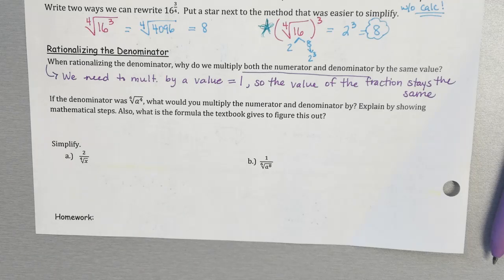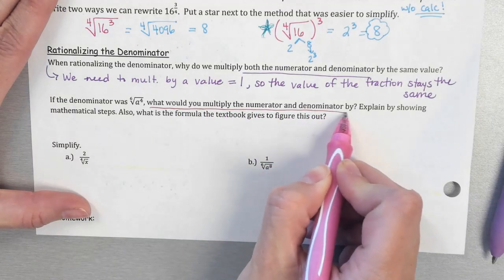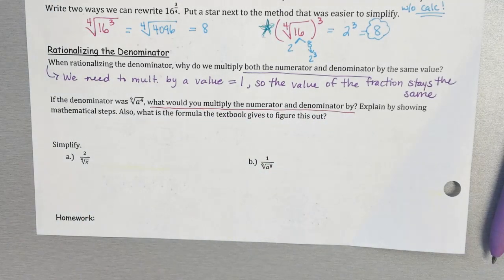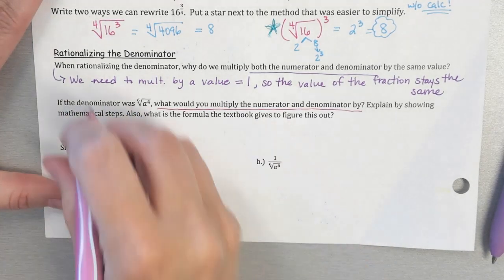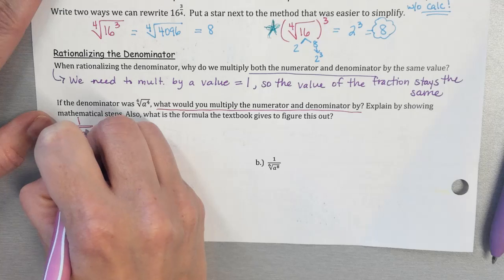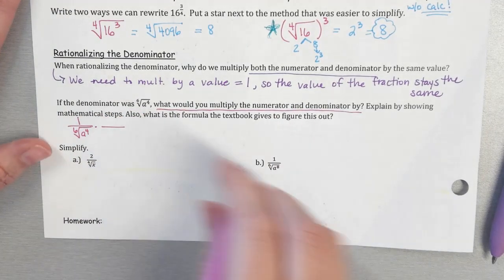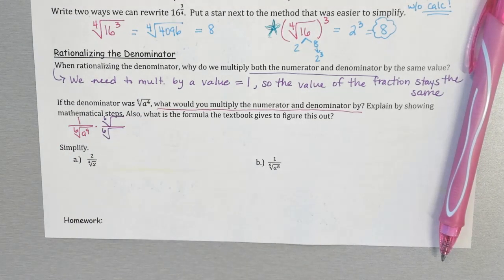Okay, so now we're going to think about some other stuff that we've done before. So if you have a denominator that's the 6th root of a to the 4th, what would you multiply the numerator and denominator by? And then I said, explain by showing mathematical steps. And then I'll give you that formula. So let's say you had 1 over the 6th root of a to the 4th. Okay, I just gave you a hint, it has to be the 6th root of something. Think about what you're going to multiply by, and then why.